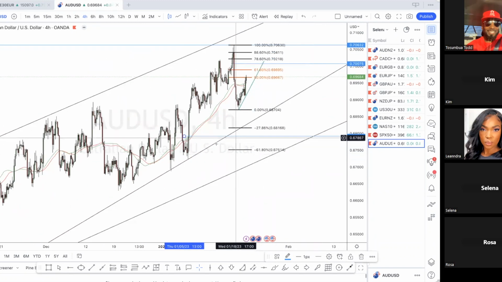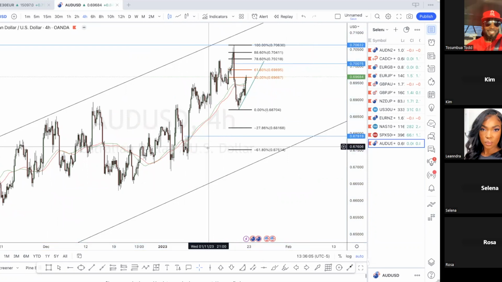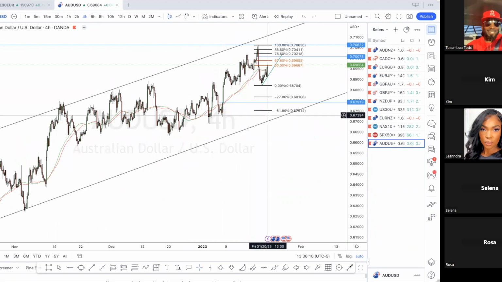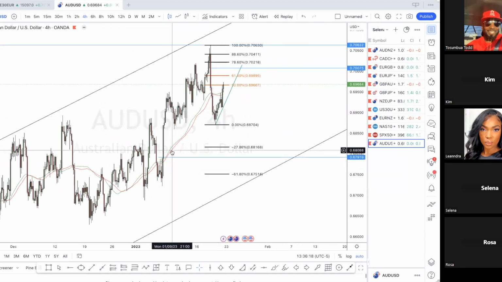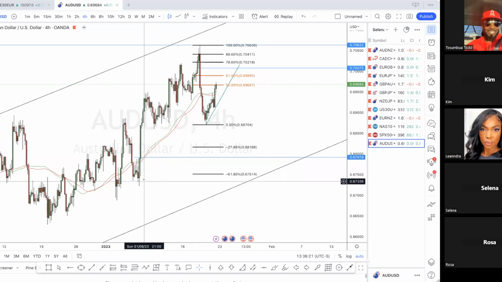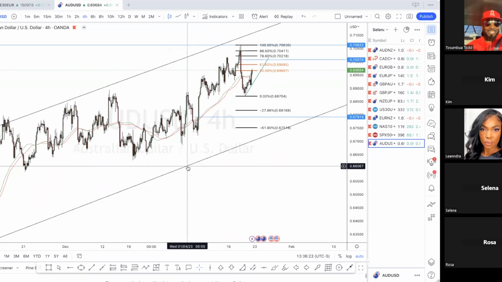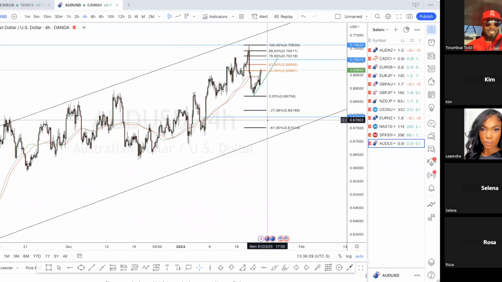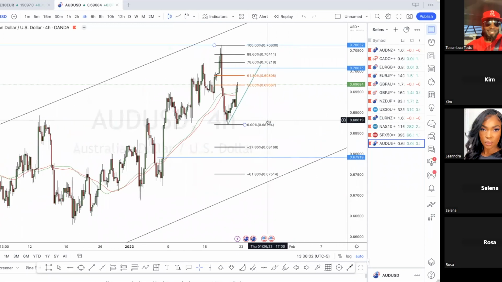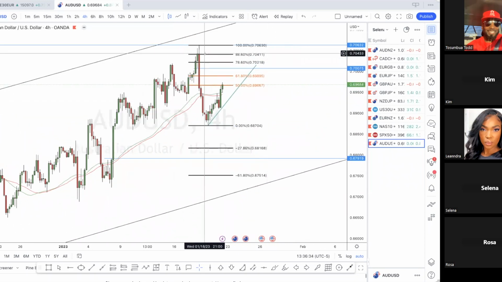Oh, that was my secondary trade right there. This might go all the way down to the 618 because it's in the channel. It's in the channel. To this expansion area, but that is the 618, but it might even go lower. So this might be a good little swing trade.